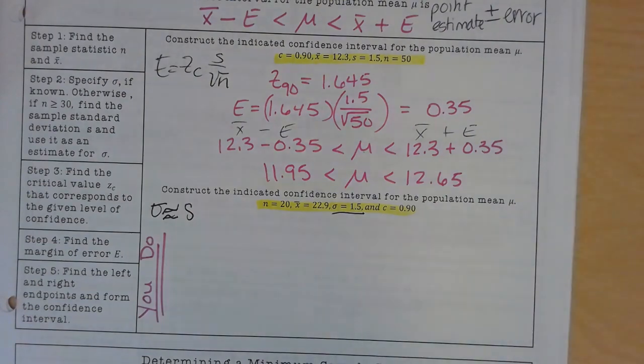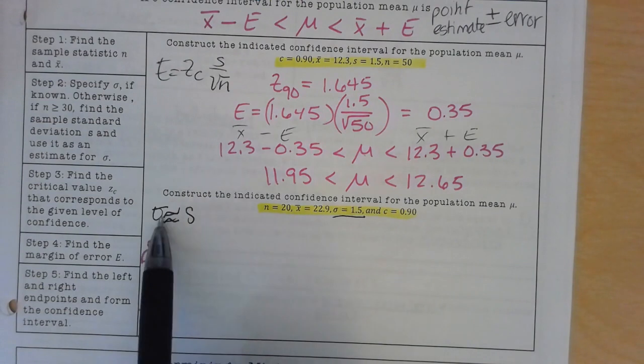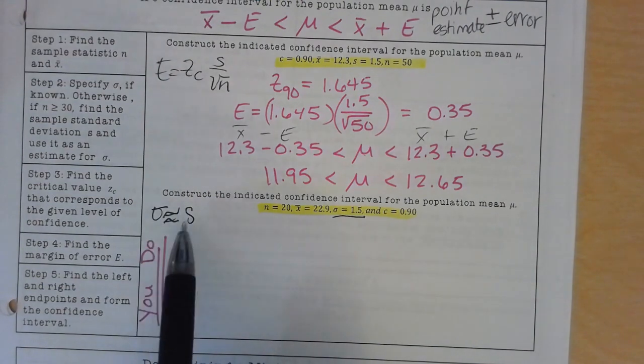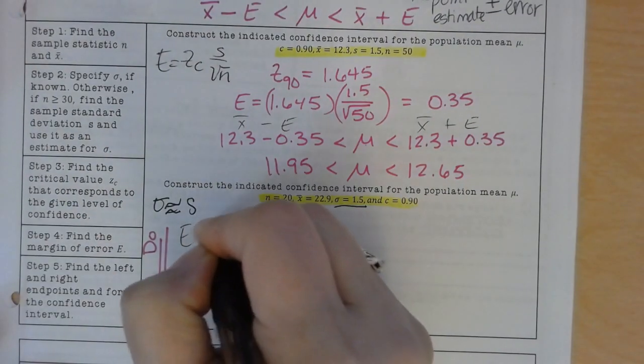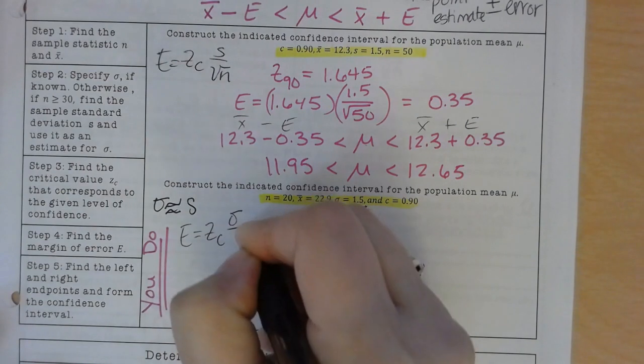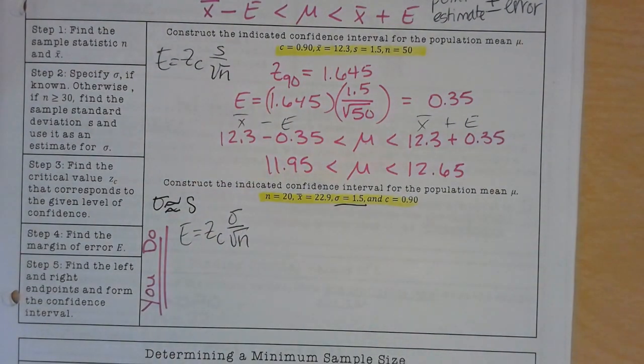And just remember that in terms of the error equation, the population sigma is equivalent to the sample s, so it's the same formula. E is z_c times sigma over the square root of n. Okay, so y'all do that, and then we'll check our answer here in a minute.